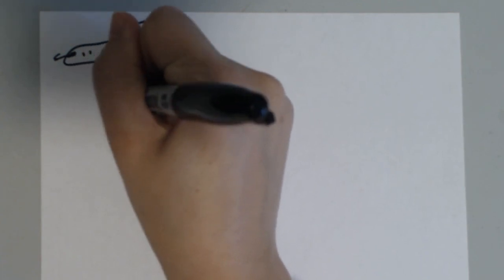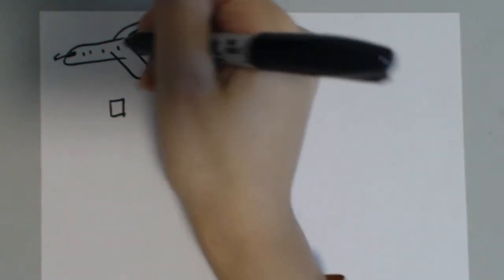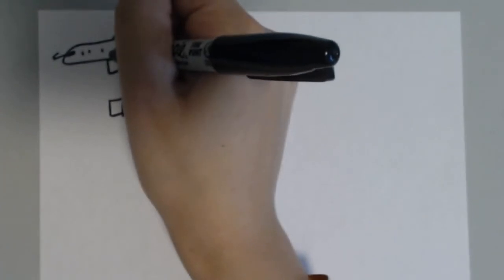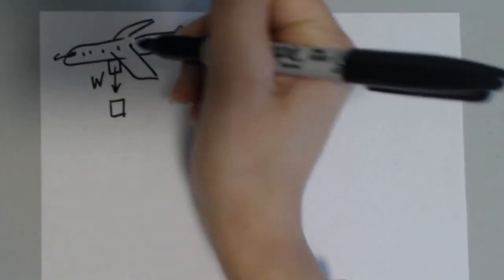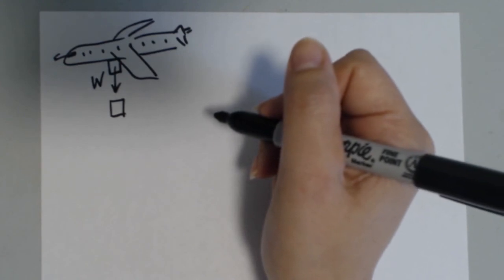So you know what, instead of drawing a person, I'm going to draw a box, because this might be a little bit easier to draw. When the person or the box is first ejected out of the plane, there's no air resistance acting on them yet. So the only force acting on them is the weight. And again, I draw that coming from the middle of the box because that's the center of gravity.